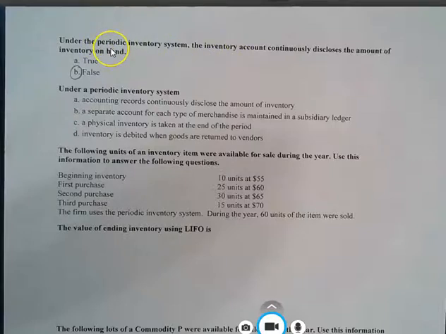Under the periodic, recall, we just basically say, okay, we're going to take our beginning inventory, which was last year's ending inventory, and we're going to add up all the purchases that we made, and then we're just going to subtract out whatever we have left, and that gives us our cost of goods sold, right? So this is false. That's how we do it under periodic. This example is for a perpetual system.